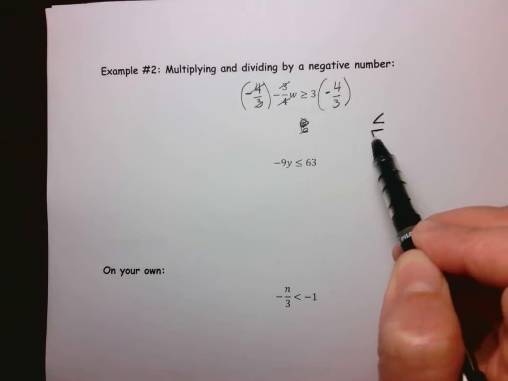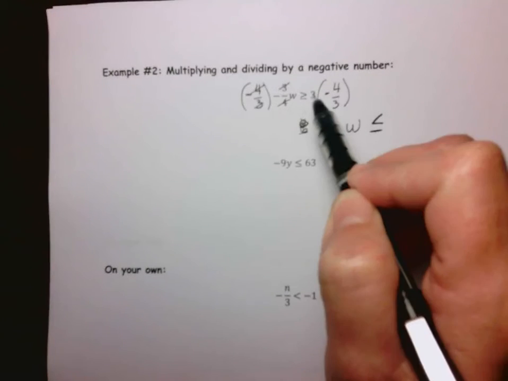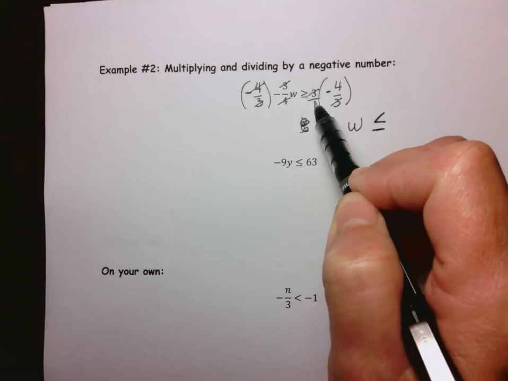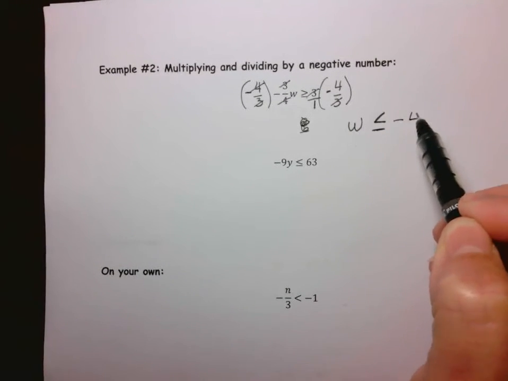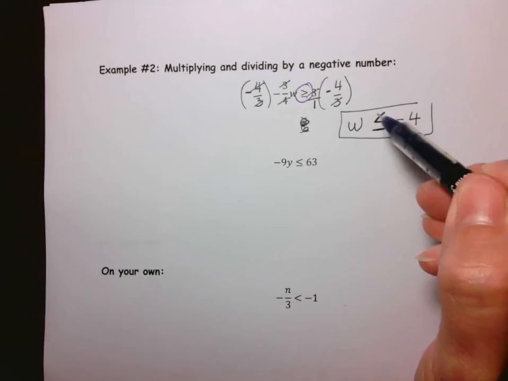So this becomes 1w is less than or equal to, those cross cancel. You can put that over 1 if it helps you to see it. -4. Because I multiplied by a negative number, I need to flip the sign.